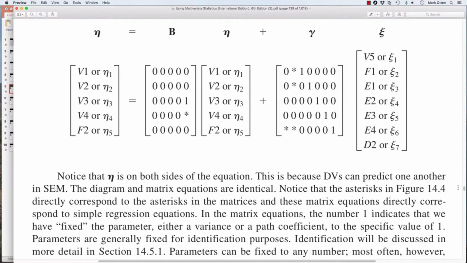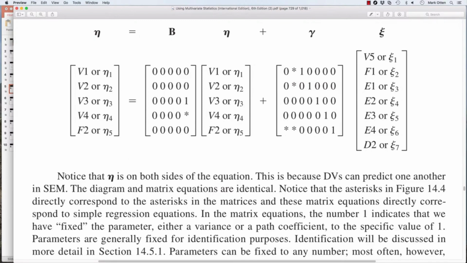So we list our dependent variables going down, and then we do it again in the middle here. As it says at the beginning of the paragraph below, notice that eta is on both sides of the equation. This is because DVs can predict one another in SEM. So this just allows for that possibility.